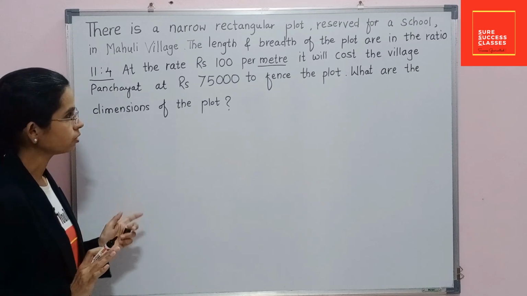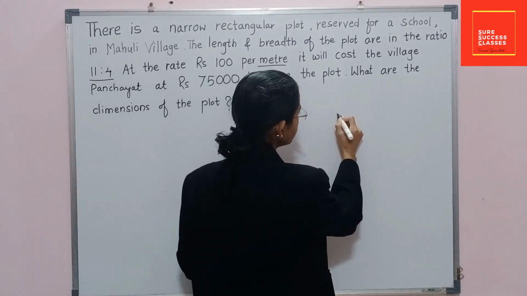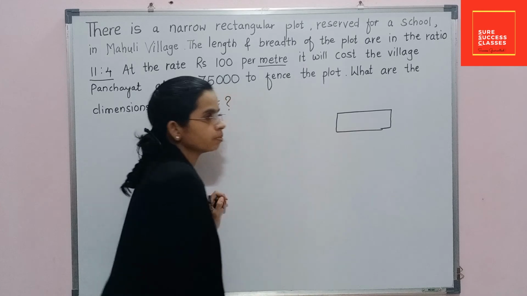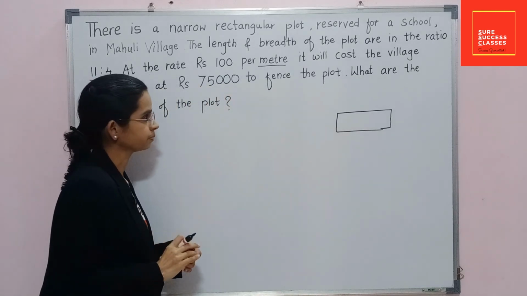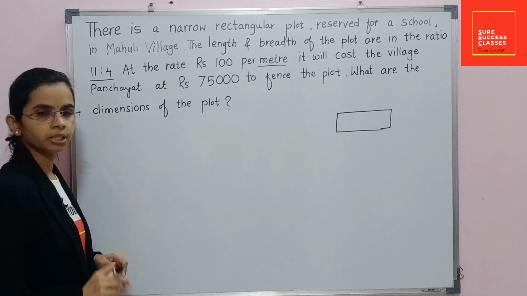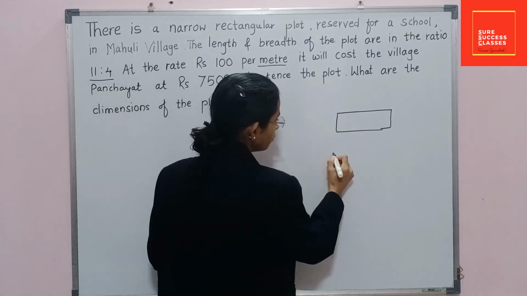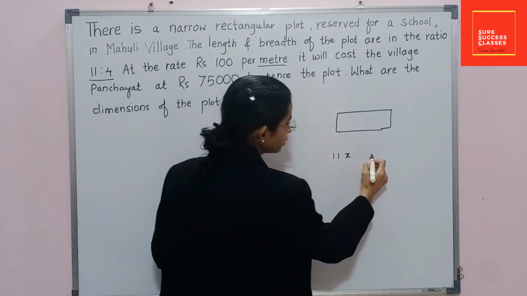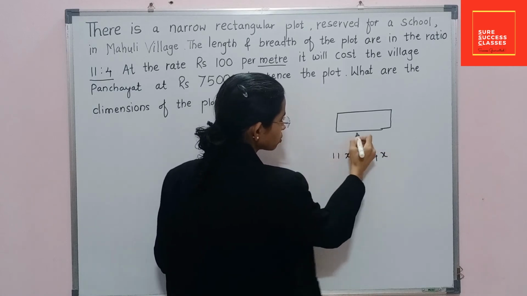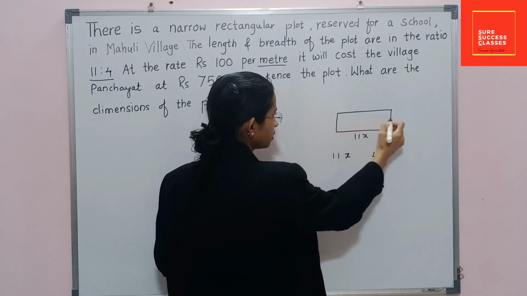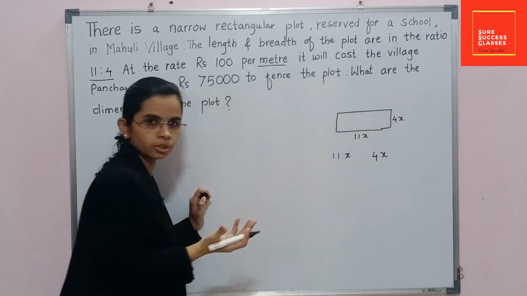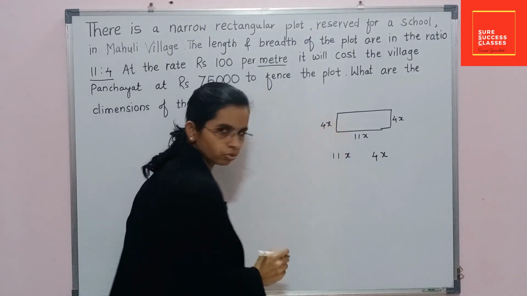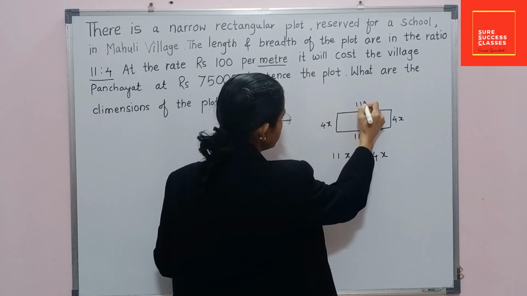If you read the question carefully, then here we will come to know the plot is in the shape rectangular, means it has length and breadth, and ratio given is 11:4, means when length is 11x, at the same time breadth will be 4x. So we will write here 11x and 4x, and opposite sides of rectangular are equal, so this will be 4x, and automatically this will be 11x.